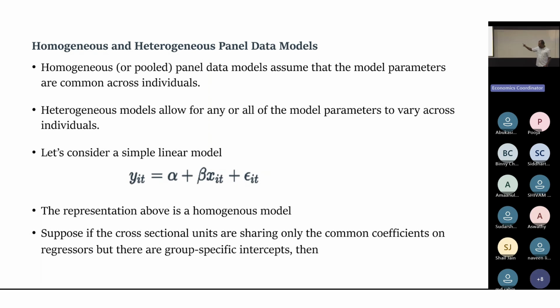So if you look at this, the constant is the same for all. In other words, all the cross-sectional units share the same constant over a period of time. In technical terms, this constant will tell you all the cross-sectional units are sharing only the common coefficients of the regressor. But there are separate group-specific intercepts for that. The intercept is specific to the group.